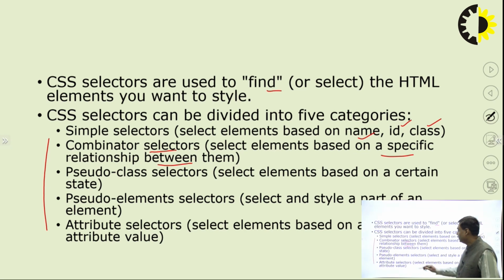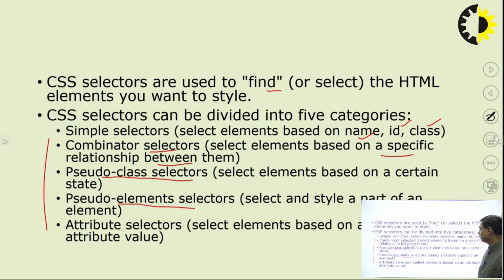The third category is with the help of pseudo class we can select an element and perform the CSS. Fourth category is pseudo elements. We can select the tag on the basis of pseudo elements and we can perform the CSS. Fifth category is attribute selector. So every tag element consists of an attribute. On that basis we can select an element and we can apply the CSS.